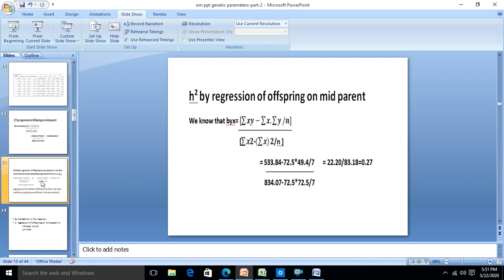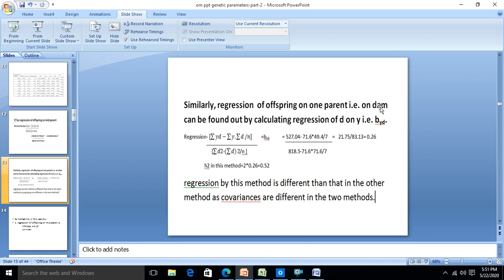Now coming to the second method, regression of offspring on one parent. That is, suppose you are calculating it on dam. You can also calculate it on sire.